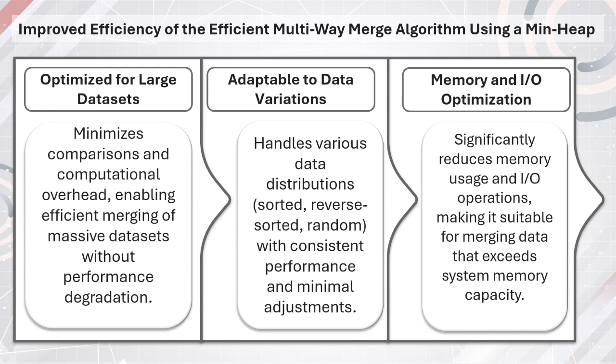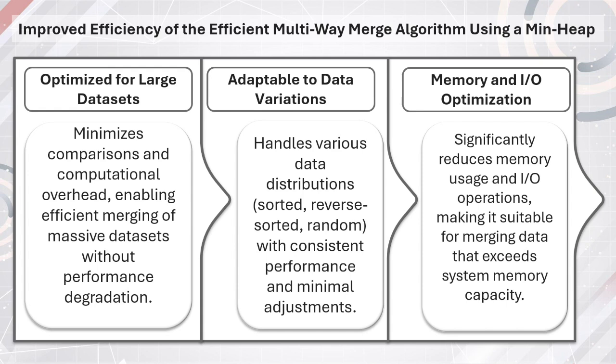The next one is adaptability to data variations. Another strength of this algorithm is its adaptability to various data distributions, whether the data is sorted, reverse sorted, or randomly ordered. The min heap mechanism treats them uniformly. There's no need for manual tuning or distribution-specific adjustment, which is a major advantage in real-world systems where data characteristics vary widely.